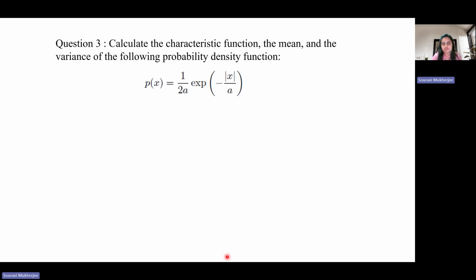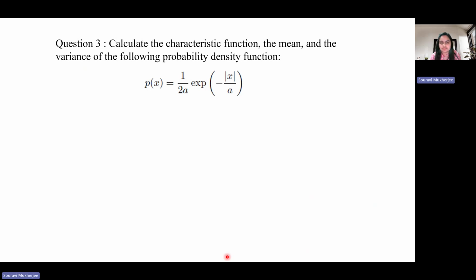Now let us look at some examples of probability density functions and calculate the different moments or the characteristic functions and so on. It's a very good practice. So whenever you go through this video, I would urge you to try to solve it yourself so that you get used to solving this kind of questions.